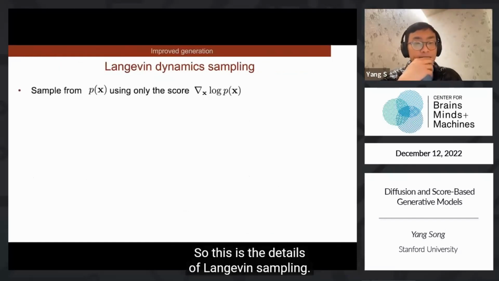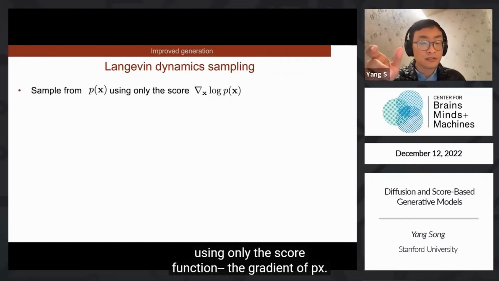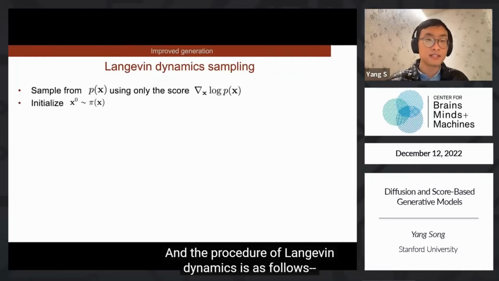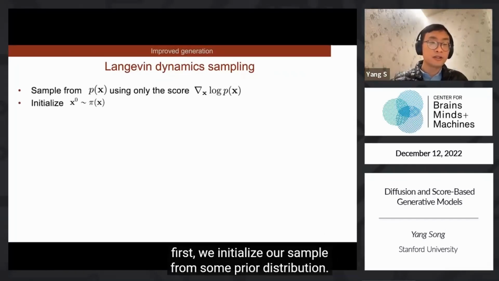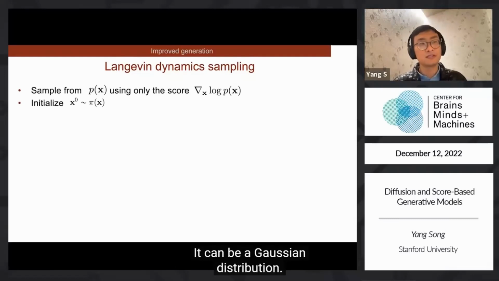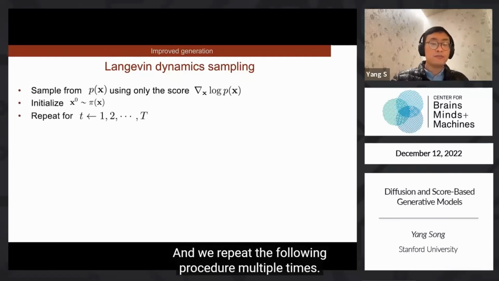So these are the details of Langevin Dynamics sampling. The goal is to sample from some density p(x) using only the score function, the gradient of log p(x). The procedure of Langevin Dynamics is as follows. First, we initialize our sample from some prior distribution. This prior distribution can be very simple. It can be a Gaussian distribution, it can be a uniform distribution. And we repeat the following procedure multiple times.